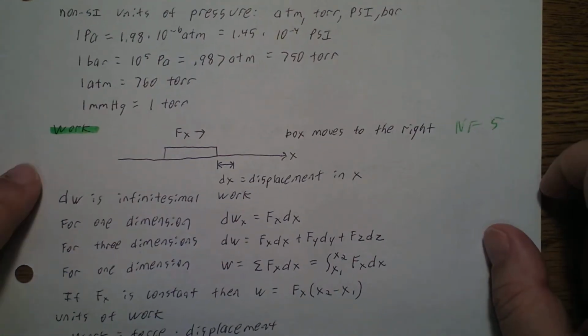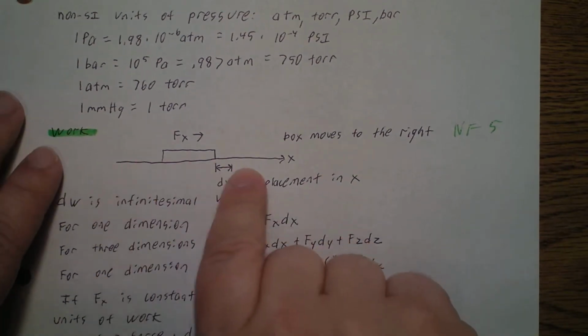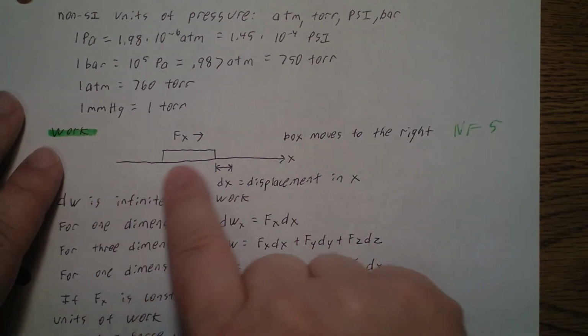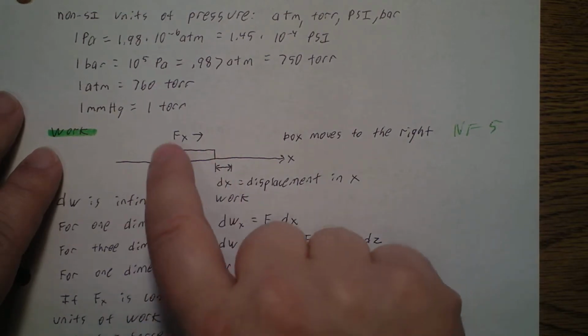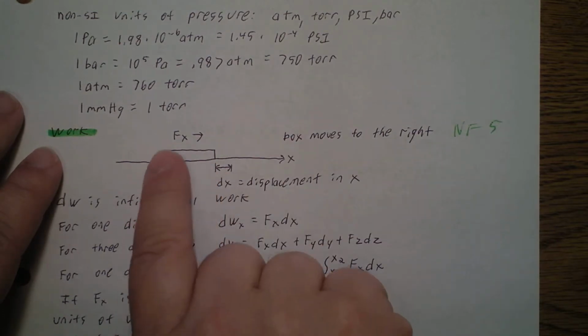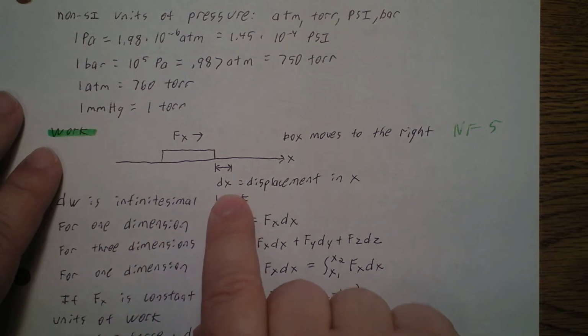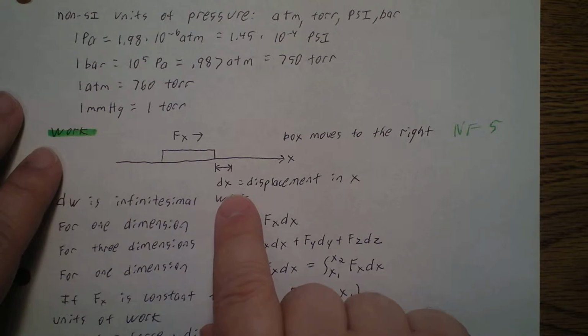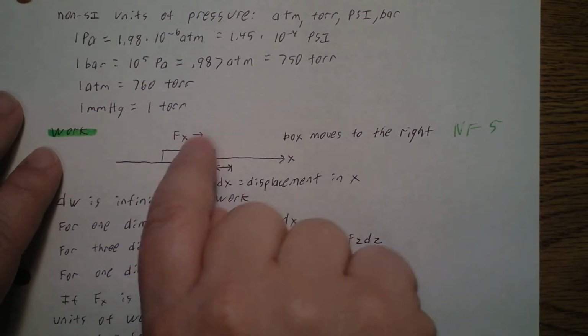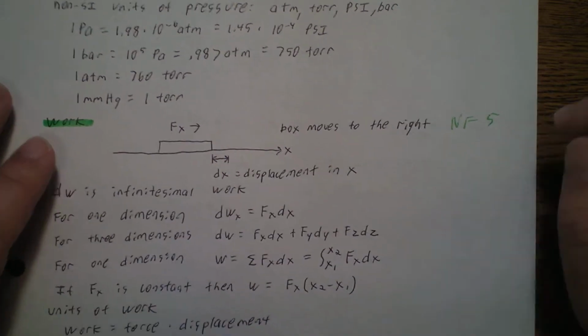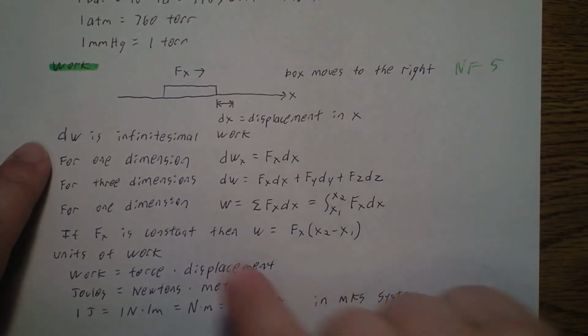Now let's talk about work. Let's say we're talking only about one dimension here. So the x dimension, positive x is to the right. We have this block here moving to the right. So it's moving in the positive x direction. The distance it's going to move is the dx. That's your instantaneous change in the position, or displacement in x. And then your force is going this way. So that's the x component of the force, because we're only doing one dimension.